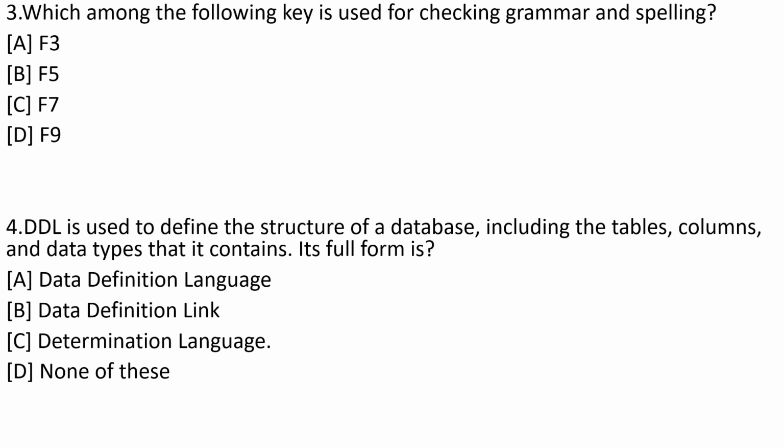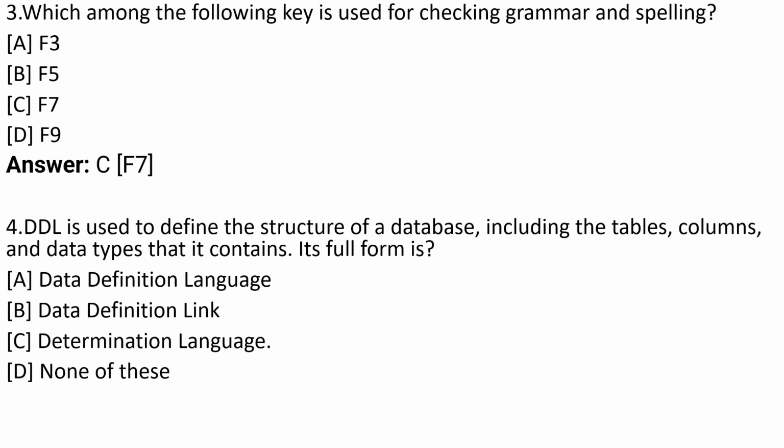Question number 3. Which among the following key is used for checking grammar and spelling? Option A, F3. Option B, F5. Option C, F7. Option D, F9. And the answer is option C, F7.